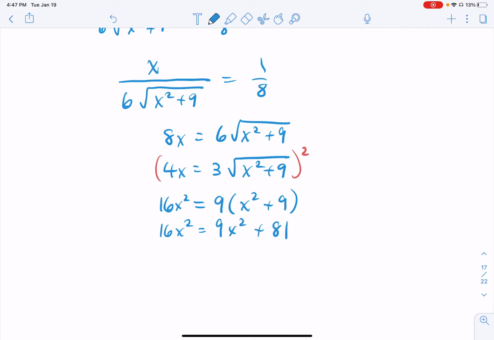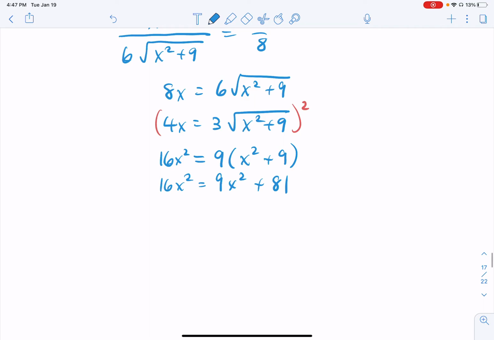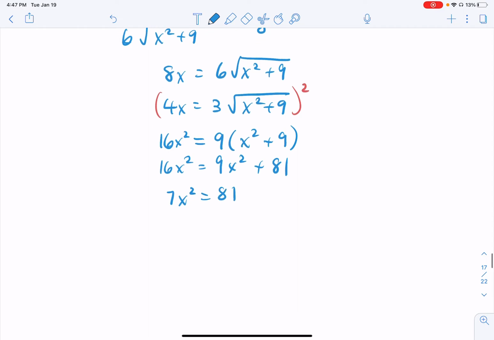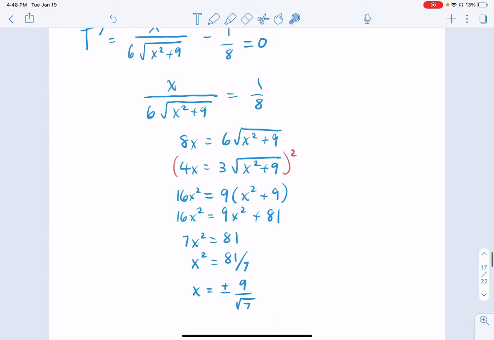I don't have to worry about factoring because there is no linear term. Just get your x squared by itself, subtract over the 9x squared, which is going to give us 7x squared. Unfortunately, it doesn't go in evenly. X squared is equal to 81 over 7. So x is equal to plus or minus the square root of that, which is 9 over the square root of 7. You don't have to worry about rationalizing this. So just keep the square root of 7 on the bottom.